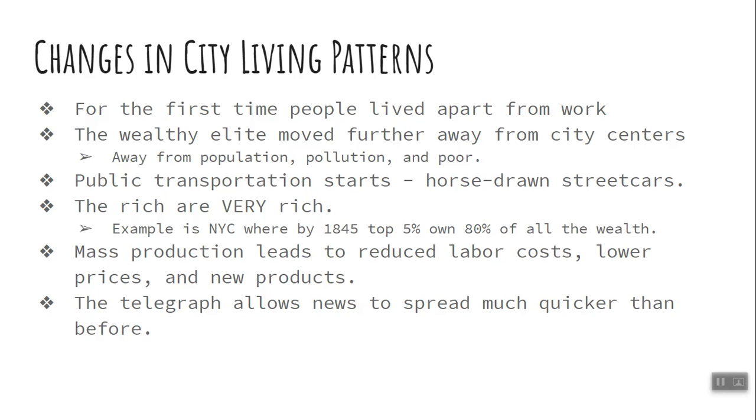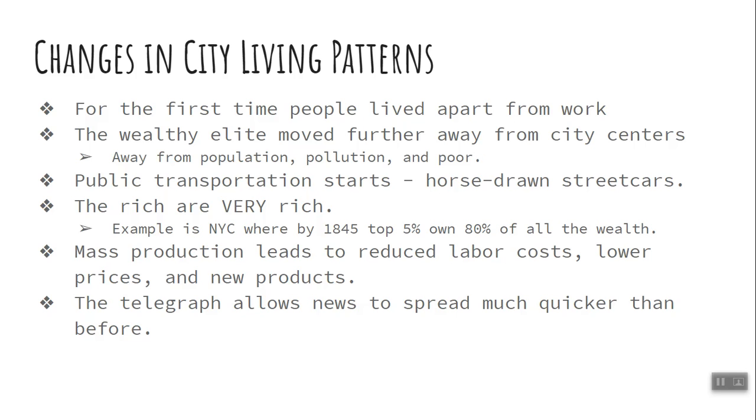You also have the wealthy elite. They don't want to live in the cities anymore, so they're moving further away from the city centers. They're moving out of downtowns. They want to get away from the populations. They want to get away from the pollution. They want to get away from the poor people. They want to get away from the smell of the city, the danger of the city. They don't like immigrants. They don't like migrants. They don't like lower classes. And some of these lower class people are seen as pollution in itself.